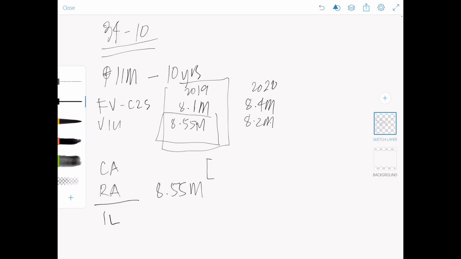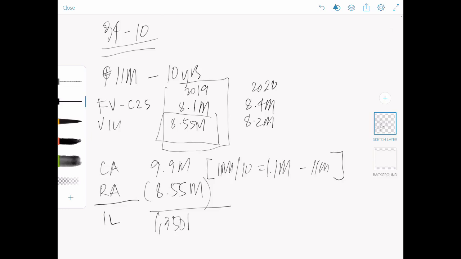So the computation of the carrying amount: we have 11 million, since that is 10 years, so divided by 10 so that we can get the depreciation. And the depreciation would be 1.1 million. Since 1 year had passed already, from January 1, 2019 to December 31, 2019, we just simply deduct this from 11 million. So our carrying amount would be 9.9 million. So we have carrying amount and the recoverable amount. So our impairment loss in 2019 would be just 1,350,000. That is our impairment loss. So that is letter A.